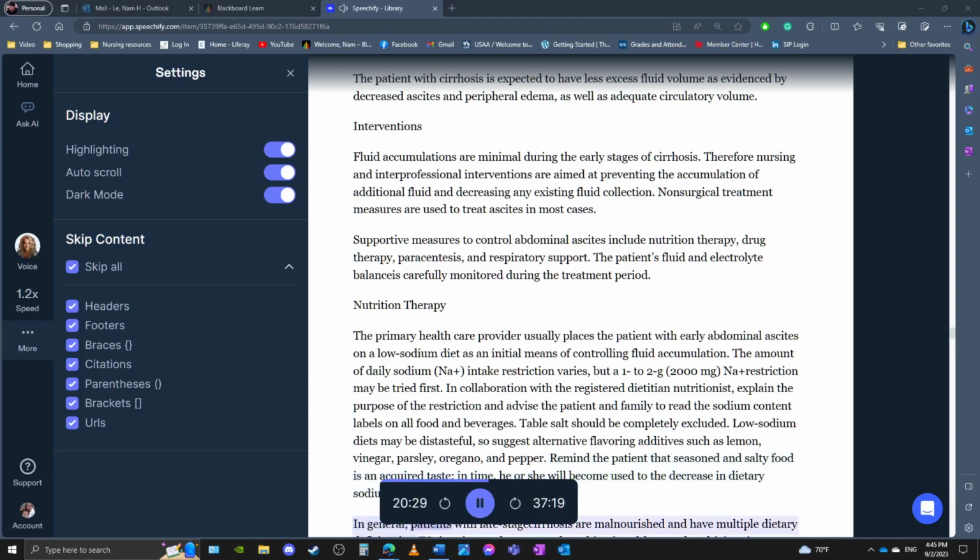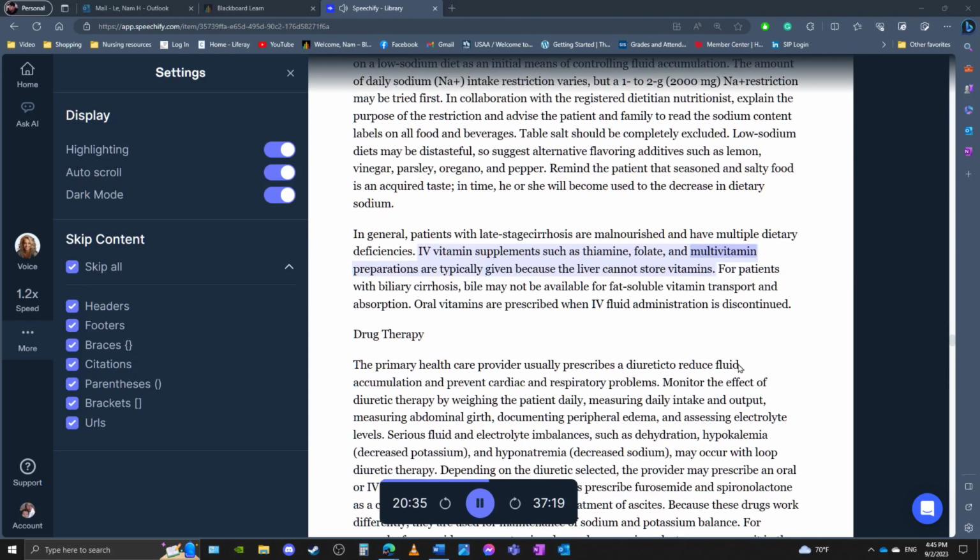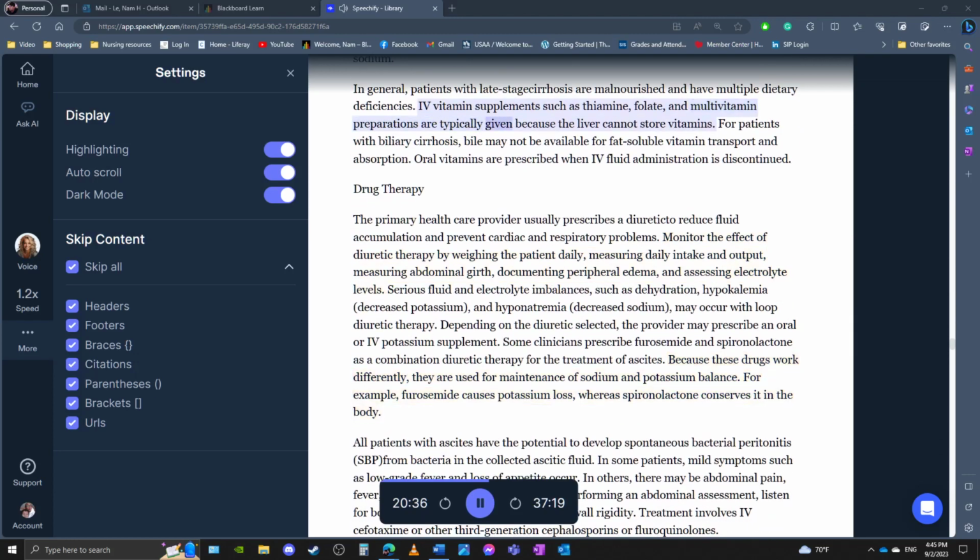In general, patients with late-stage cirrhosis are malnourished and have multiple dietary deficiencies. Vitamin supplements such as thiamine, folate, and multivitamin preparations are typically given because the liver cannot store vitamins. For patients with biliary cirrhosis, bile may not be available for fat-soluble vitamin transport and absorption. Oral vitamins are prescribed when fluid administration is discontinued.